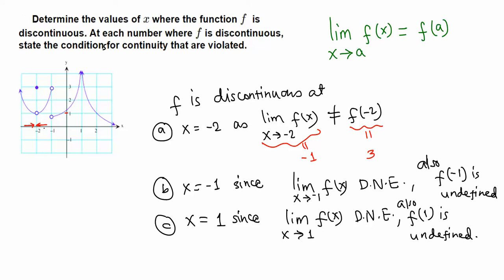If you want to know the names of these three types of discontinuities: at -2, this is called removable. We can just redefine the dot over here, and the discontinuity is gone. This is jump, because from the left side we are here, from the right side we are here. This is called jump discontinuity, and this is called infinite discontinuity because the function becomes infinity.